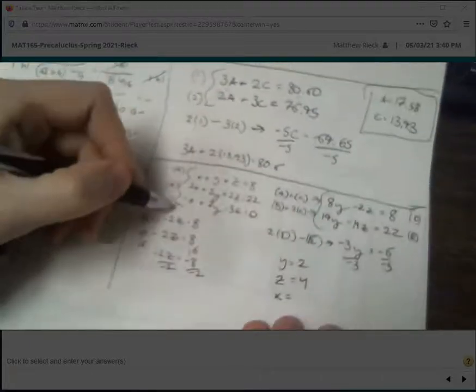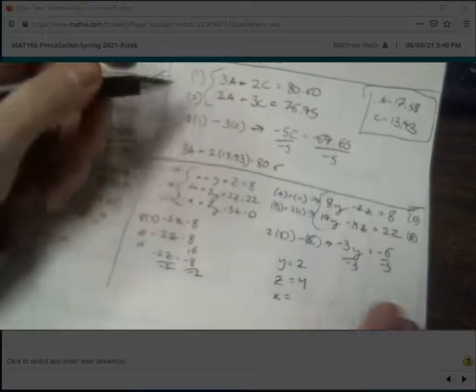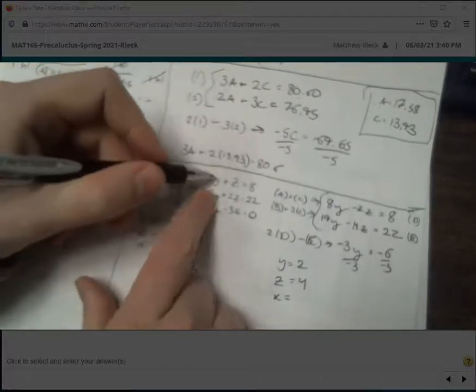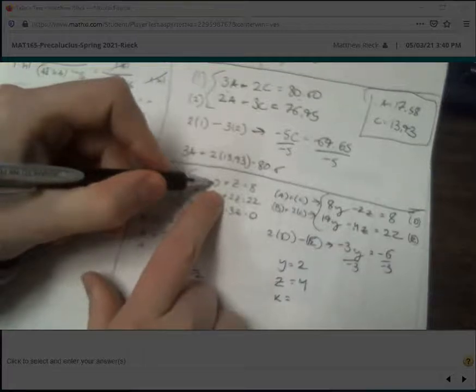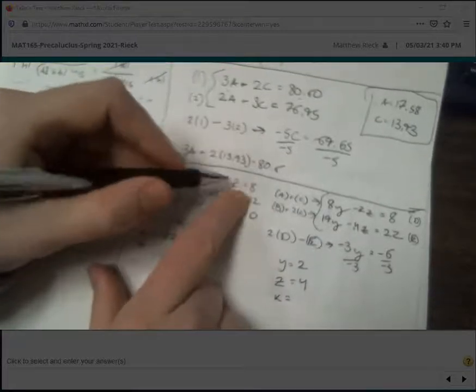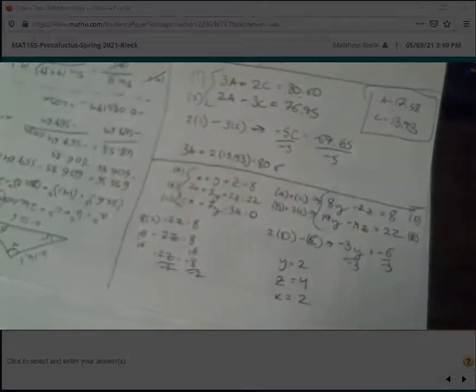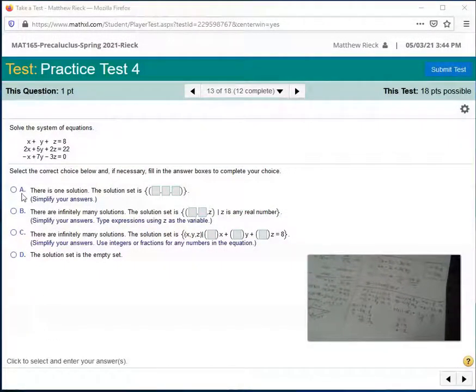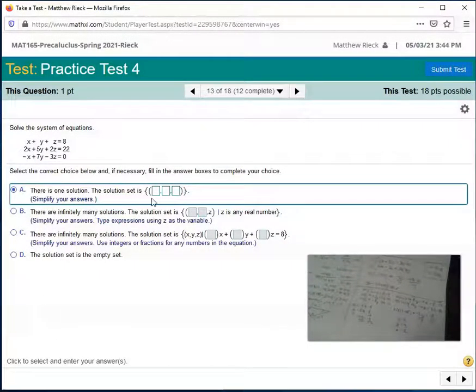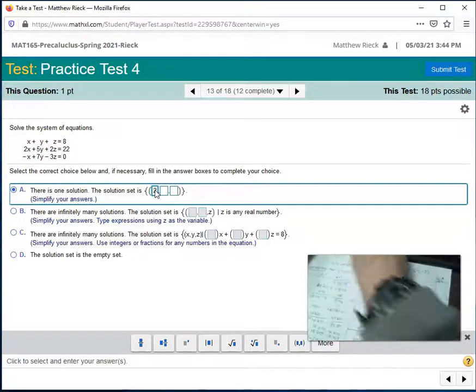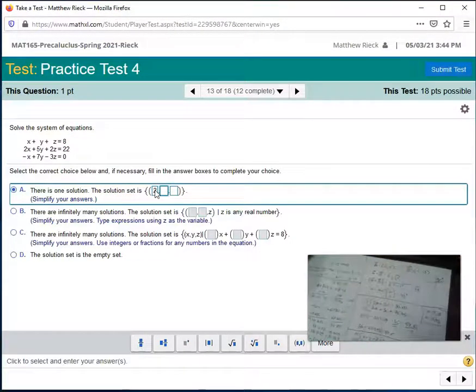And then we can use any of these first 3 equations to solve for x. So I'm going to use the first one. So you have x plus 2 plus 4, so x plus 6 is going to equal 8, which implies that x equals 2. All right, so in this case, there's a single solution. So we have x is 2, y is also 2, and z is going to equal 4.